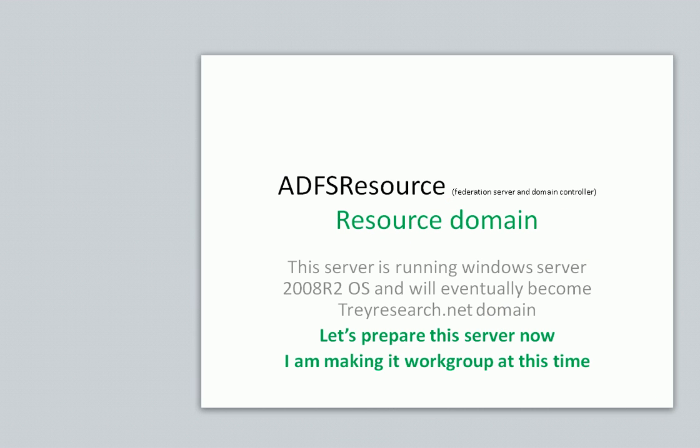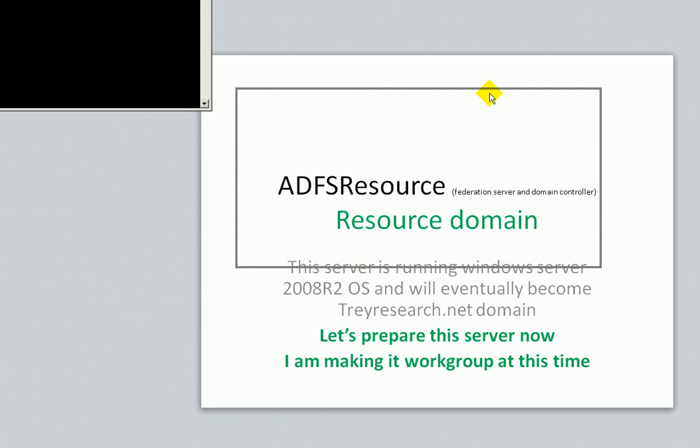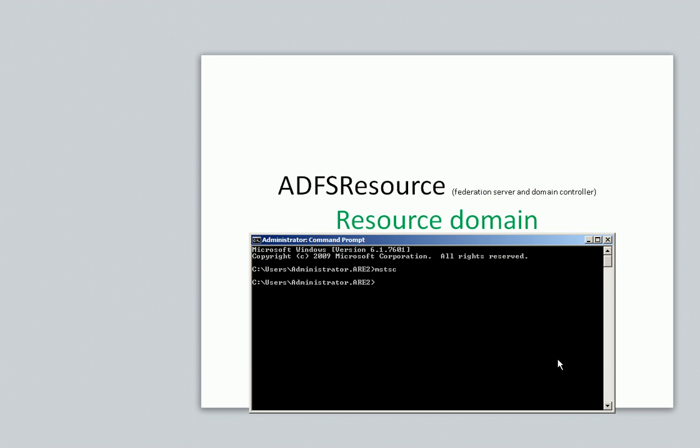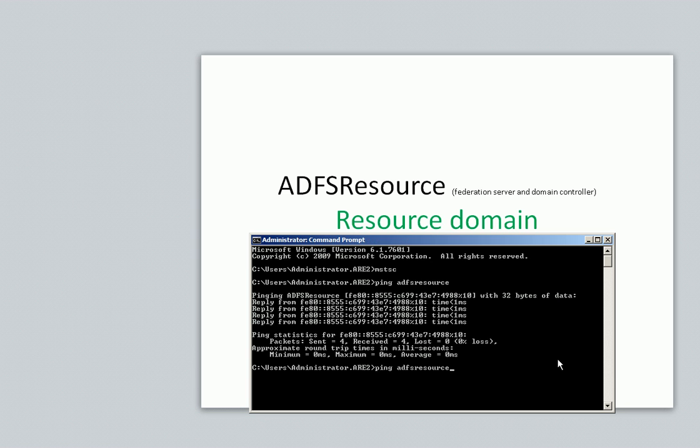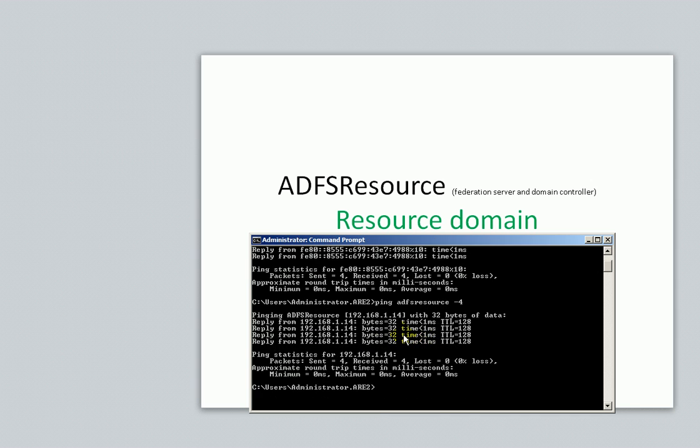So I have this ADFS Resource. Let's go to the command line, bring it into my recording window, and ping this domain. Again, ping ADFS Resource. So we got a reply. Again, this is IPv6, so let me get the IPv4 reply, which as in the guide is 192.168.1.14. So this is the IP address that I'm using for this.